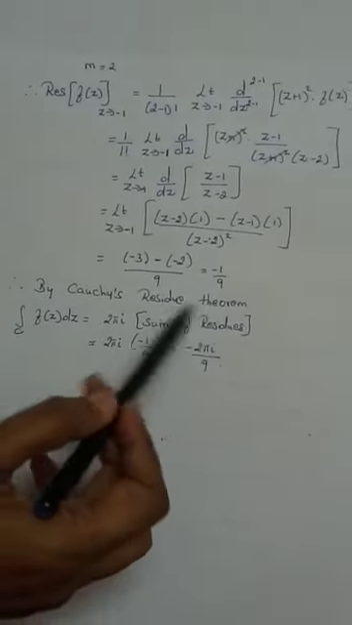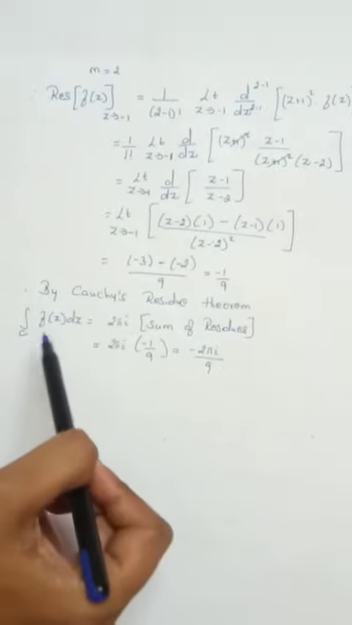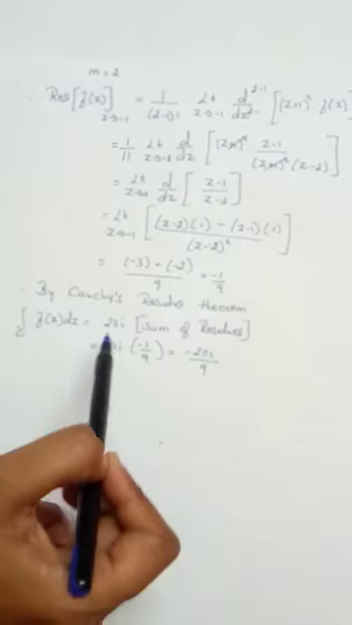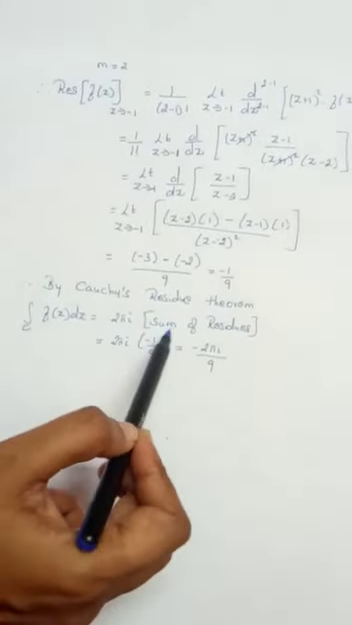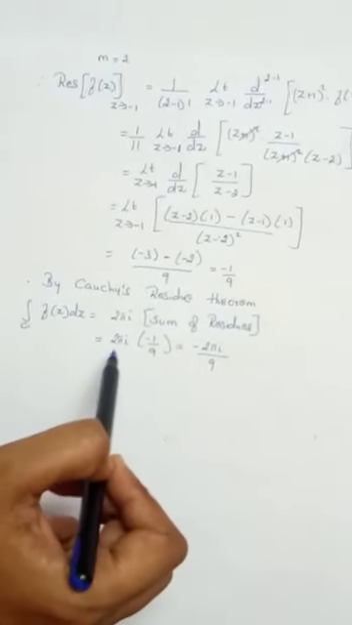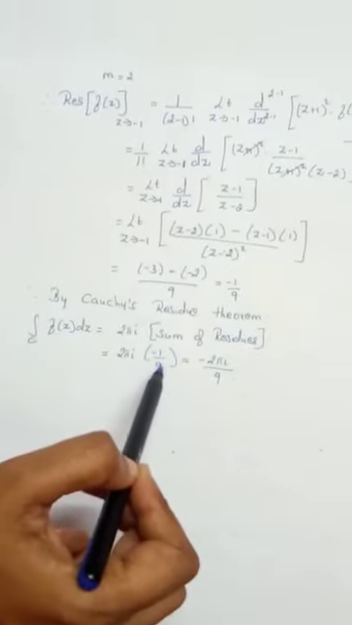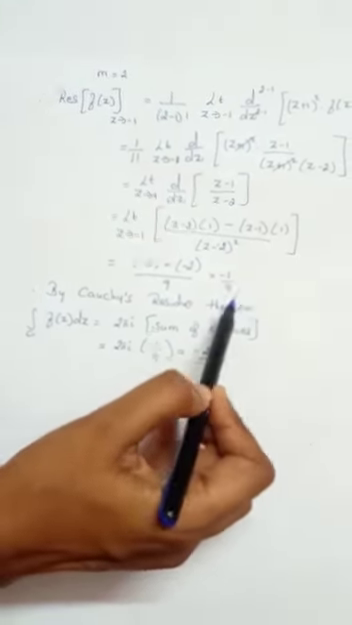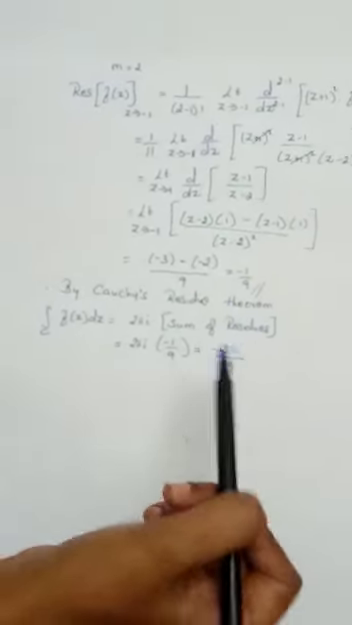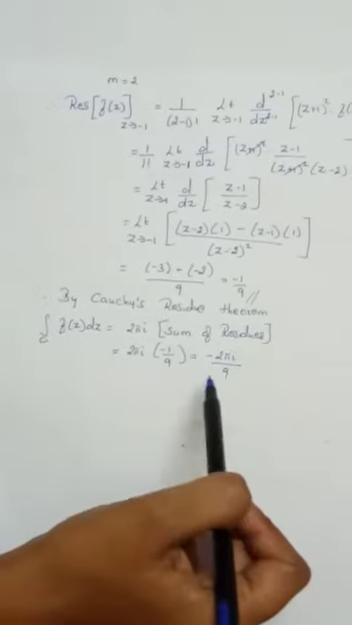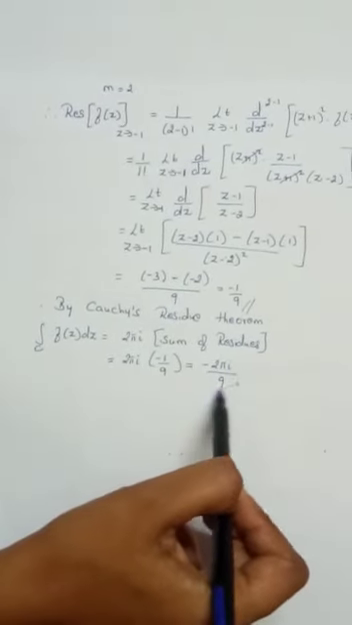Therefore, by Cauchy residue theorem, the integral over C of f of z dz is equal to 2 pi i times the sum of residues. That is 2 pi i times minus 1 by 9. I have taken only one residue since the other residue is 0. Therefore, it becomes minus 2 pi i by 9.